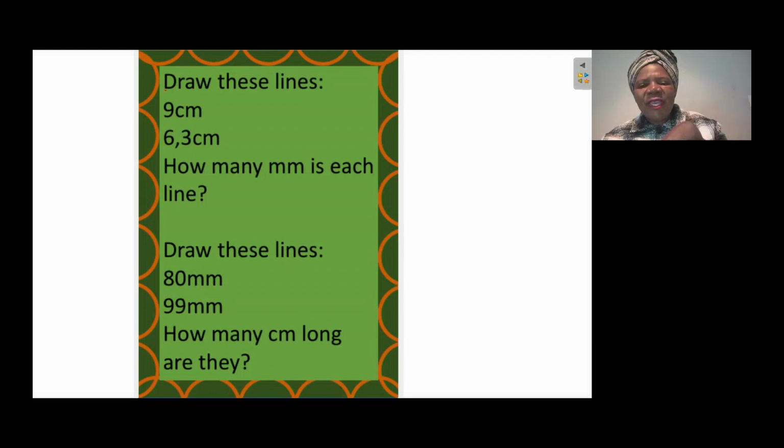Then here we have to draw these lines. On drawing, we need to have our ruler starting from 0. If it does not start from 0, we can still use it, and it means that the first number we see on the ruler will be our 0 mark, and then we count from that number. Every next number will be our next centimeter. So, draw these lines.